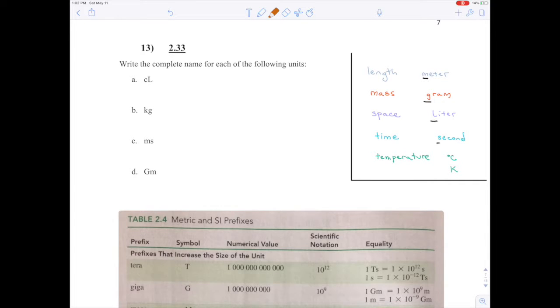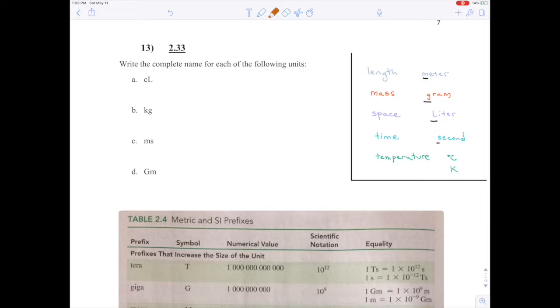Chapter 2, question 13, gives you a few abbreviations for units and asks you to give the complete name for them. So if you were to see them and read them out loud, what would you say? In each of these you see two letters. The second letter tells you what feature of reality you're describing: length, mass, space, time, or temperature. And the first letter tells you how big you're thinking of. Is it a very small unit or a very big unit based on that metric unit?